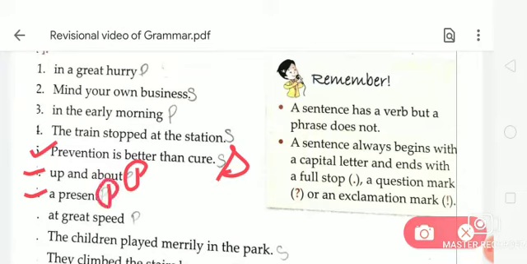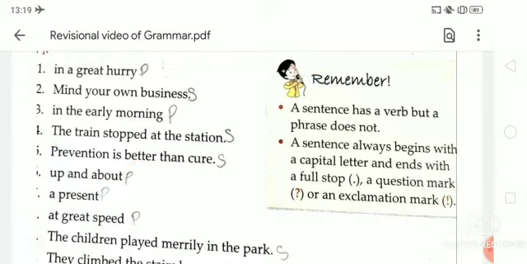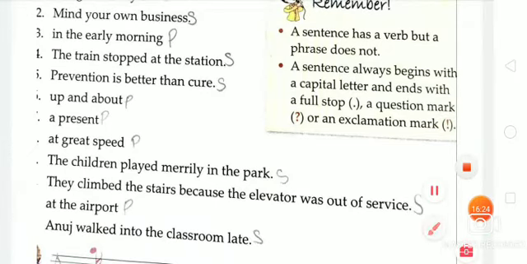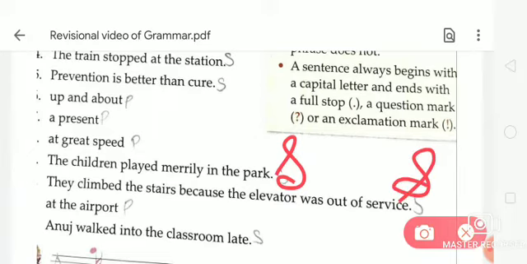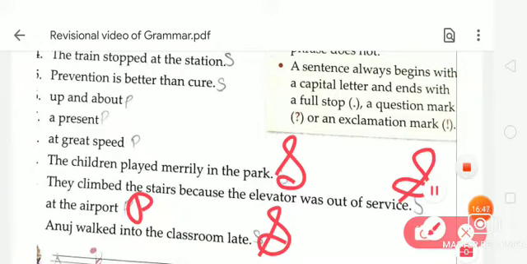Next is: up and about. It will be a phrase, so we will write P. Next, a present. It will also be P. Next, at great speed. So we write P. Next, the children played there nearly in the park. So we will write S. Now the next: they climbed the stairs because the elevator was out of service. So we will write S. Next, at the airport. It will be a phrase. Now the last one: Anuj walked into the classroom late. So we will write S.